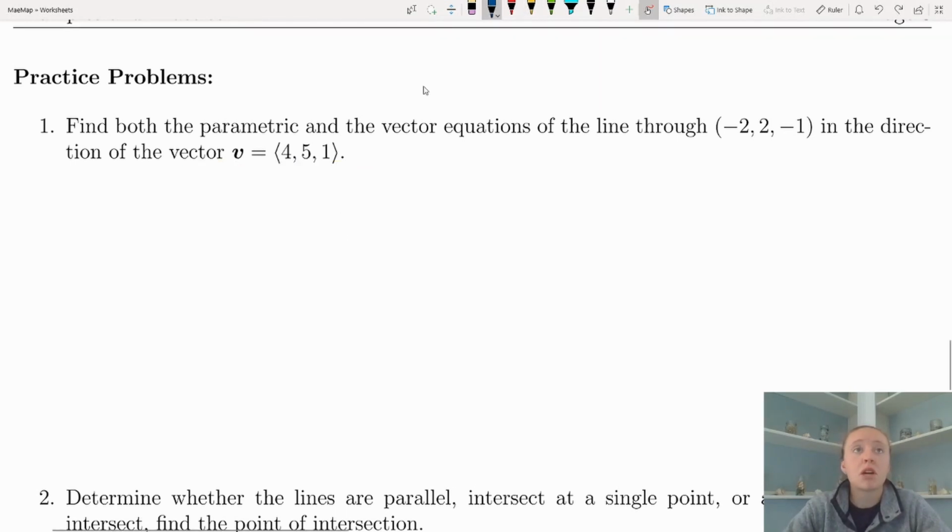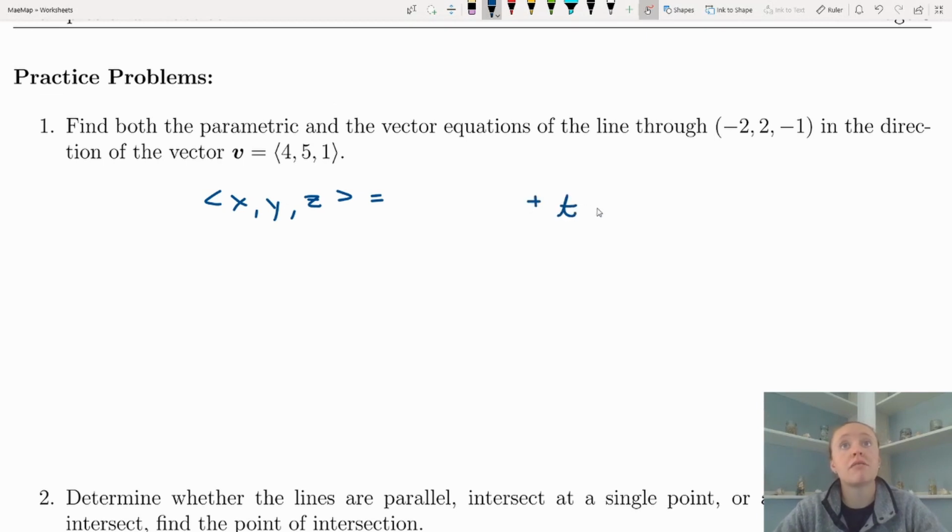So here we have it. X, Y, Z, I need some vector plus the scalar of my vector V, because V is that direction of our line. And that scalar is going to be the vector I get using the point and the origin. So -2, 2, and then -1. And this is for negative infinity is less than t, which is less than infinity.